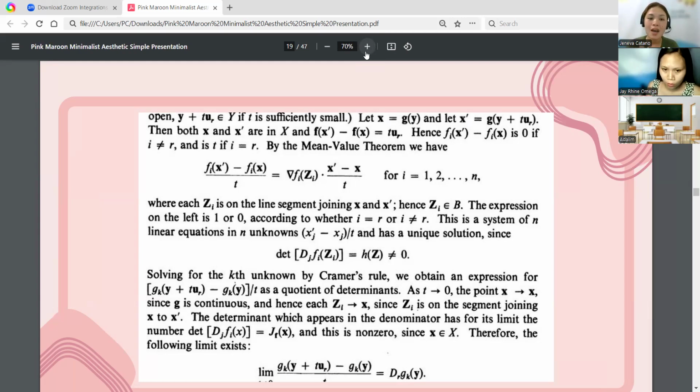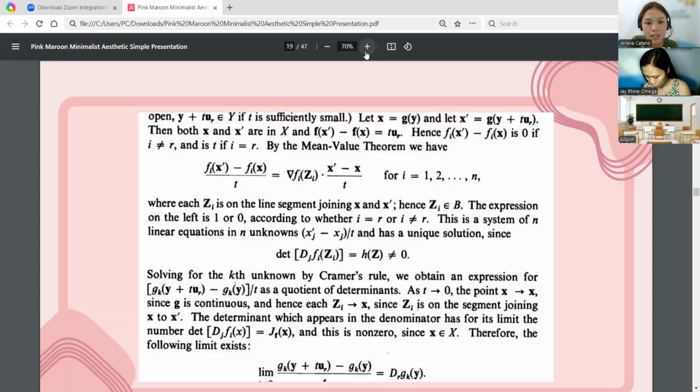Okay, so everyone try to look at this one and read it for yourself. Because I am not really sure how to read this one, where each z sub i is on the line segment joining x and x, I don't know how to exactly read this, and hence z sub i belongs to B.